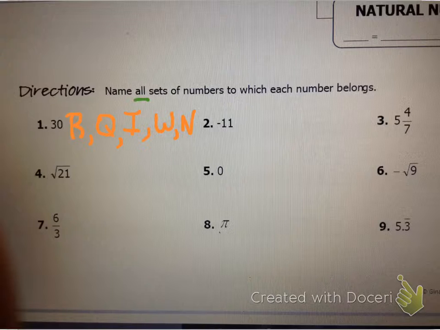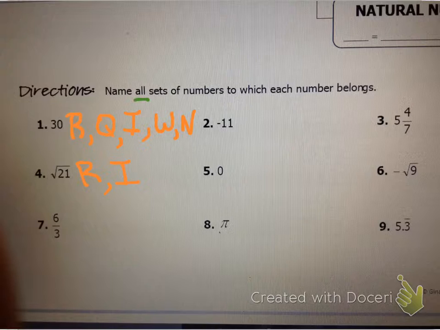Let's see. How about square root of 21? Is it a real number? Yeah, it's a real number, so we're going to put an R. Is it a rational number or irrational? Well, does the square root of 21 have a perfect square? No, it does not. So it would be irrational, which is an I.